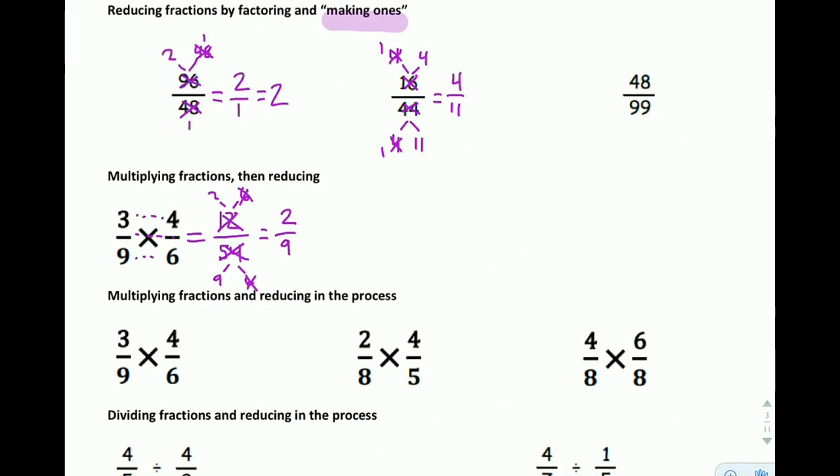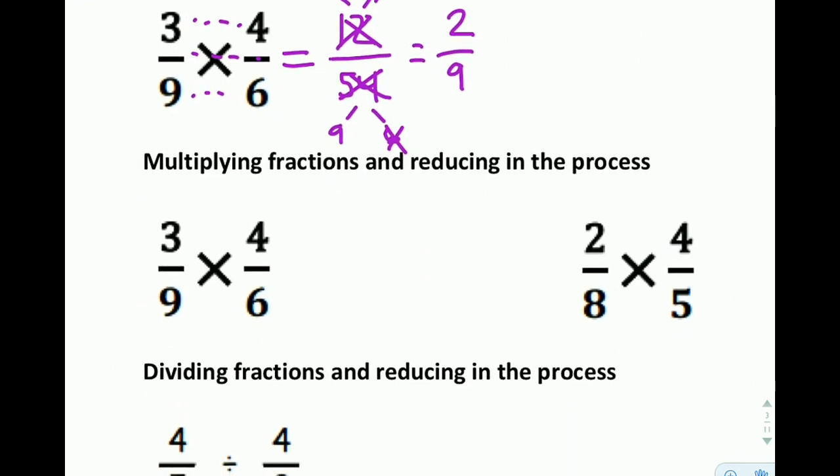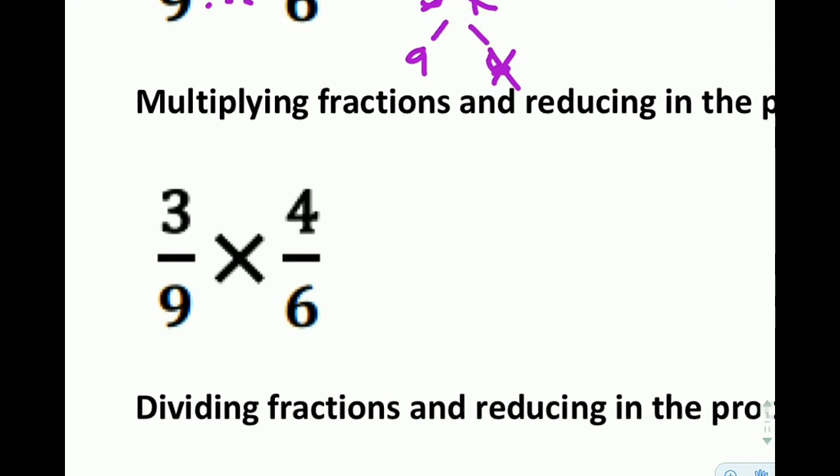Now that's one way to do multiplication, but an even easier way to multiply fractions is if we can simplify, if we can reduce on the way when the numbers are still small. 12 and 54 are big numbers, but we could have actually made some reductions earlier. So let's look at this same problem and say, how might we do this in an easier way?